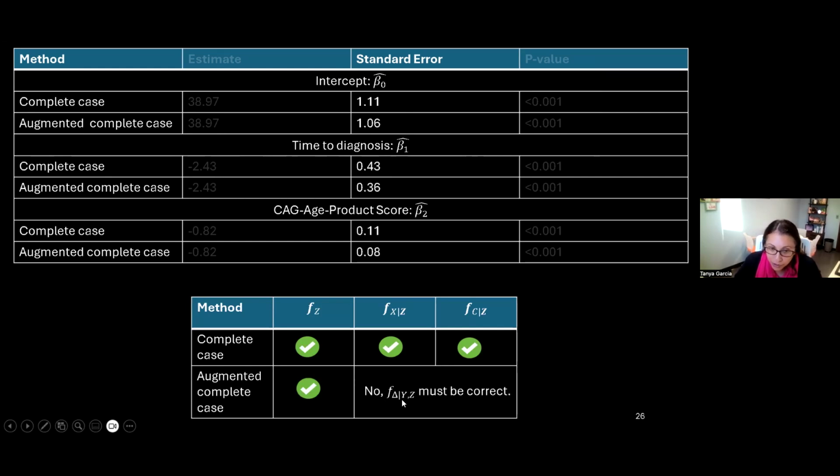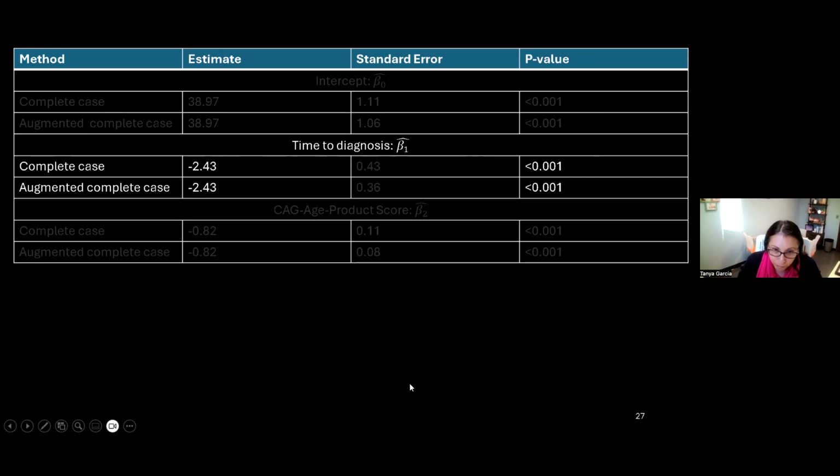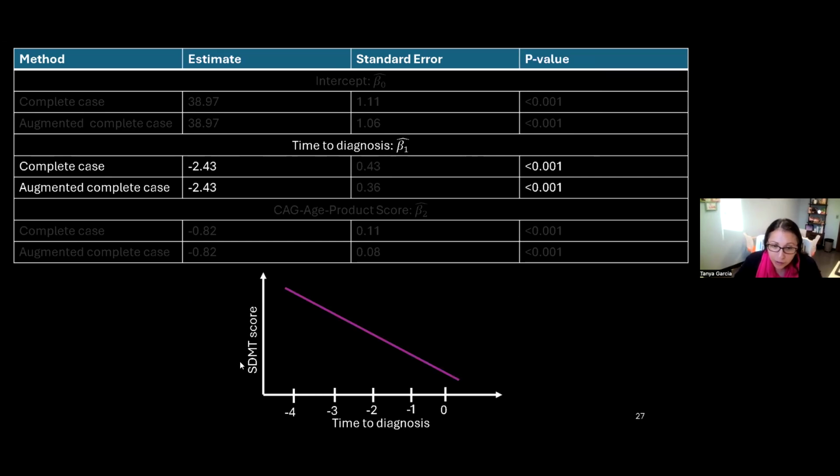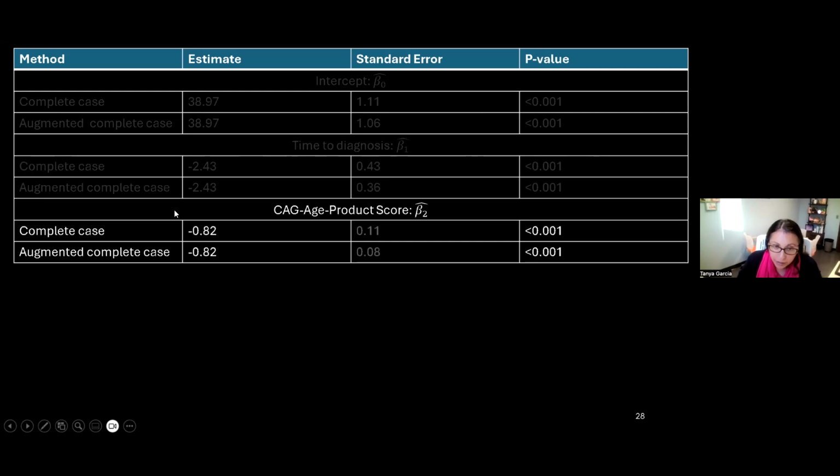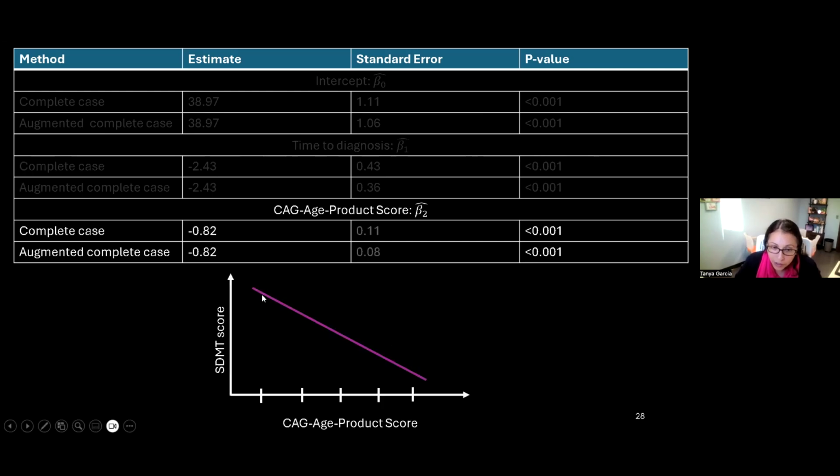But this distribution isn't as hard to model as the other ones because these data, the delta, y, and z, they're always observed. So we have a good chance at modeling those correctly. And we believe we did a good job because of the following results. We expected this negative slope, cognition to decline, and our numbers agree with that. Similarly, we expect cognition to decline as you get higher disease burden scores. We expect a negative slope. We got a negative slope.